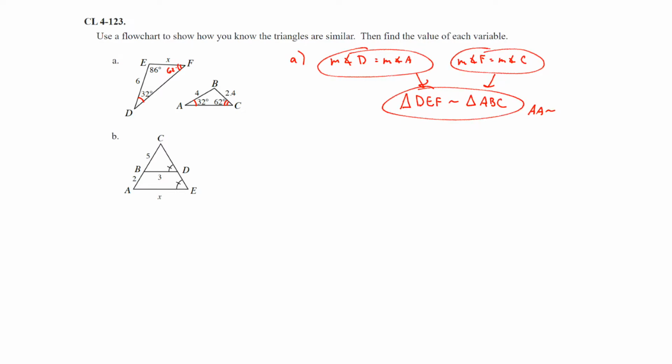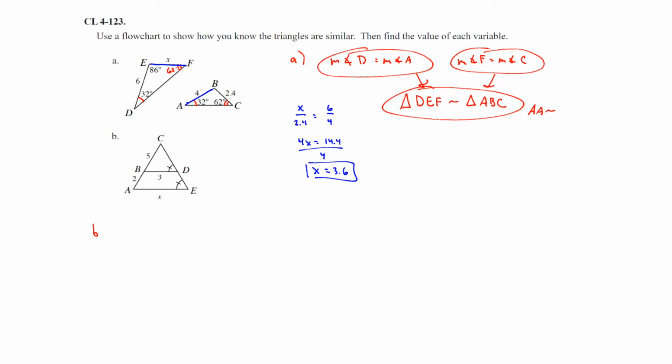Now let's go ahead and find the value of x using that the side lengths are in proportion. We know we need EF for sure, so we'll go EF, which would be x, over EF matches up with BC, so that'd be 2.4. And then we need to make sure we have side AB as well, and AB matches up with DE, so that would be 6 over 4. And we can go ahead and solve for x. And so x is equal to 3.6.